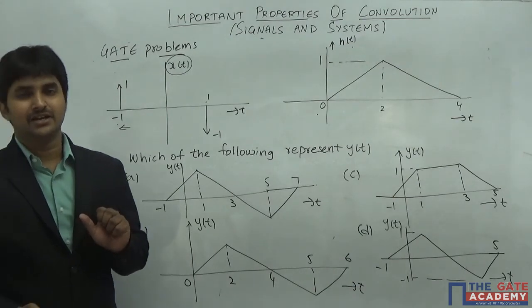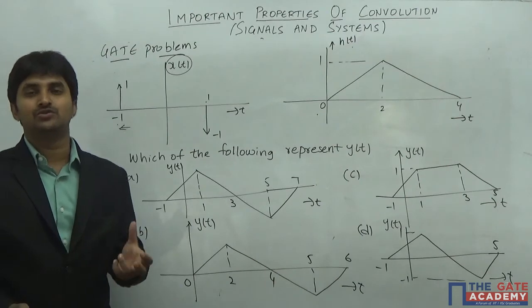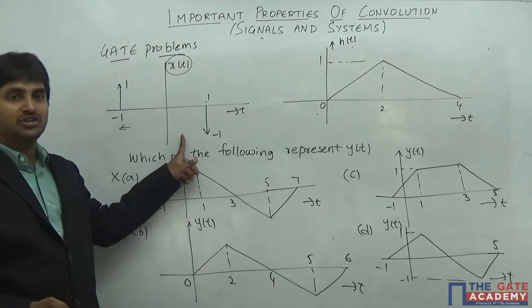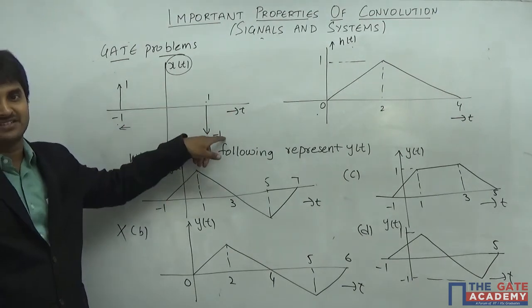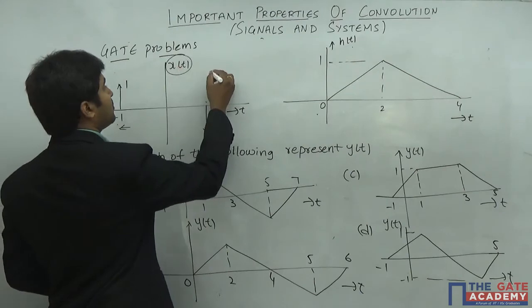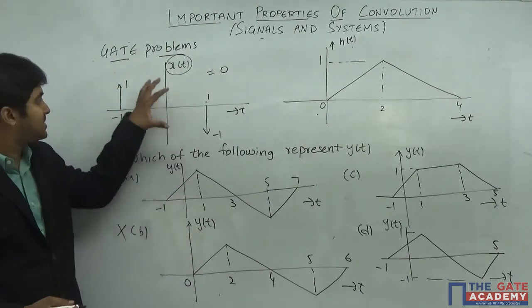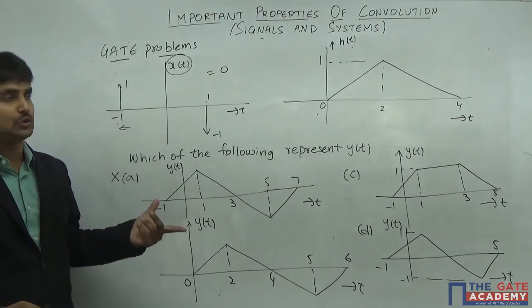The second property is that we can use the summation. The summation of the output is equal to the product of the summations of the input. So what is the summation here? Here you have two impulses. One is a positive impulse, the other is a negative impulse. So the addition is going to be equal to 0. The summation of the input is going to be equal to 0 because here the area is 1, here the area is minus 1. 1 minus 1 is equal to 0.